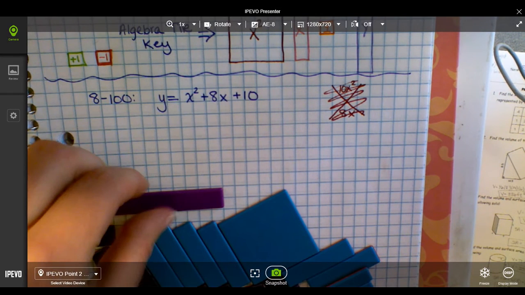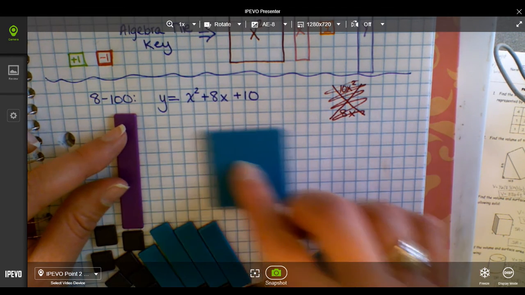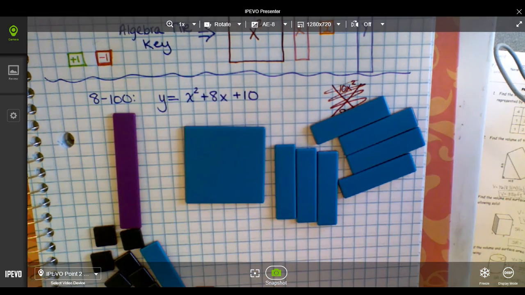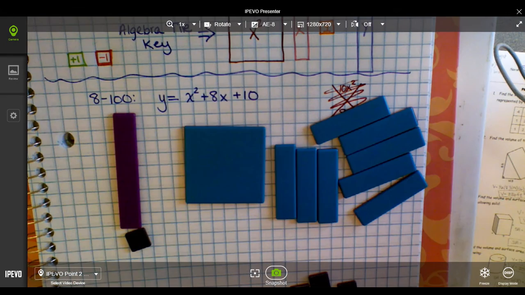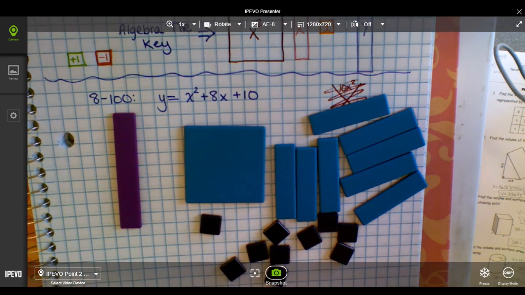So I'm just going to do what I have over here. This is my y over here. I have 1x squared. I have 8 x's over here. And then I have 10 ones. I have a lot more than 10 ones. 2, 4, 6, 8, 10. Okay? So I have all of these over here. It looks like a gigantic mess.